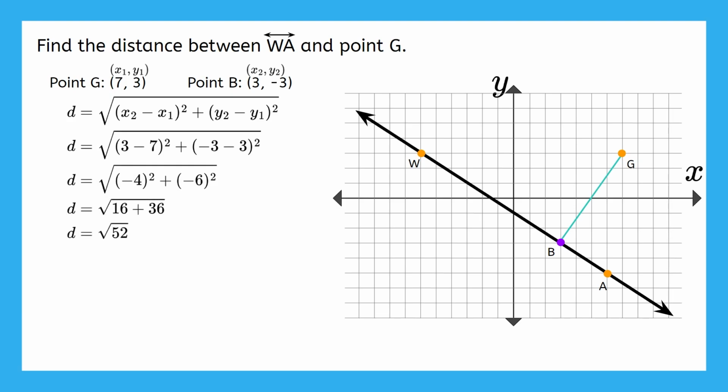We get that the distance is the square root of 52. Can I simplify that square root? Yes. 52 is 4 times 13, so this can and should be rewritten as 2 root 13. But wait! Before we can say this is our final answer, we need to add units, since this is a distance.